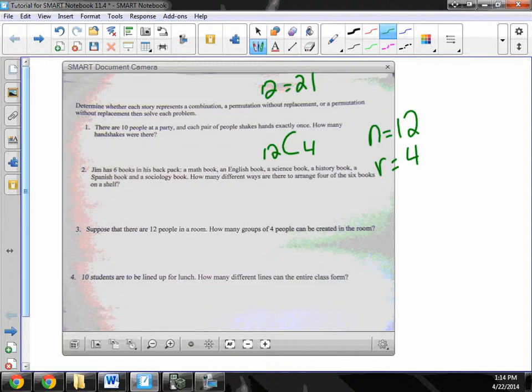Number 4. There are 10 students to be lined up for lunch. How many lines can the entire class form? So 10 kids in class. N is 10. And R is... What is R? Only one person? 10. There are 10 people in class and all 10 of them get to line up. Well, if it was C, then the answer would be 1, right? How many ways can the whole class go to lunch? 1. But how many ways can 10 people line up?